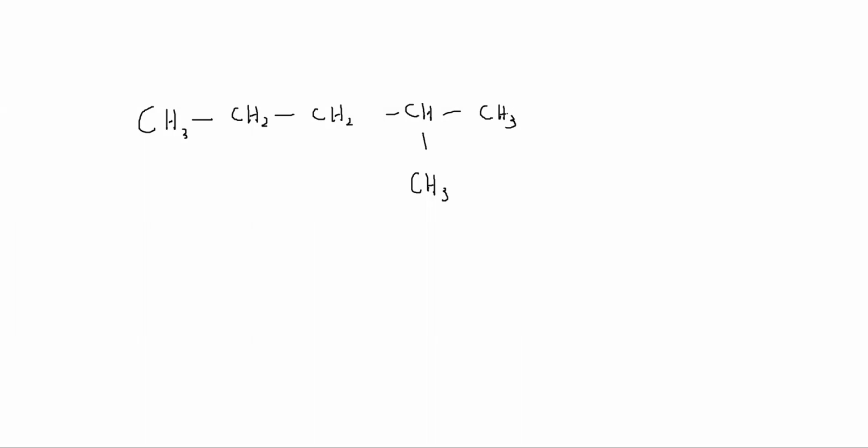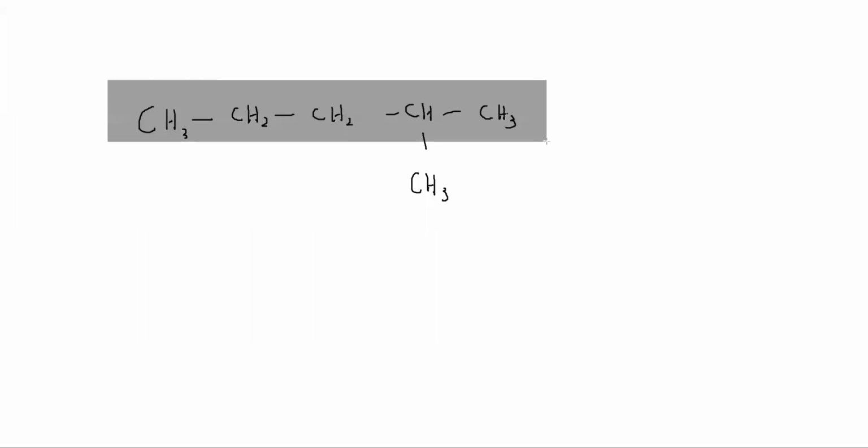2-methylpentane. How do you identify 2-methylpentane? You select the longest chain. You can see here, I select this as my longest chain. Then what is outside the chain is considered as a branch. Then you number. If I number from here 1, 2, 3, 4, 5, it's the fourth position where there's a branch. But if I number from the right hand side 1, 2, 3, 4, 5, the second position has a branch.